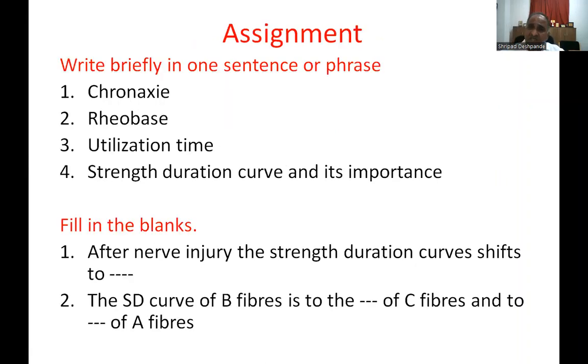I would give an assignment for you to work on. Write briefly on chronoxy, rheobase, utilization time, strength duration curve, and its importance. And just fill in the blanks to test yourself: after nerve injury, the strength duration curve shifts to dash, dash, dash. The strength duration curves of B fibers in a peripheral nerve is to the dash, dash of C fibers and to the dash, dash of A fibers. You complete these and test yourself whether you have got the information I'm trying to share.